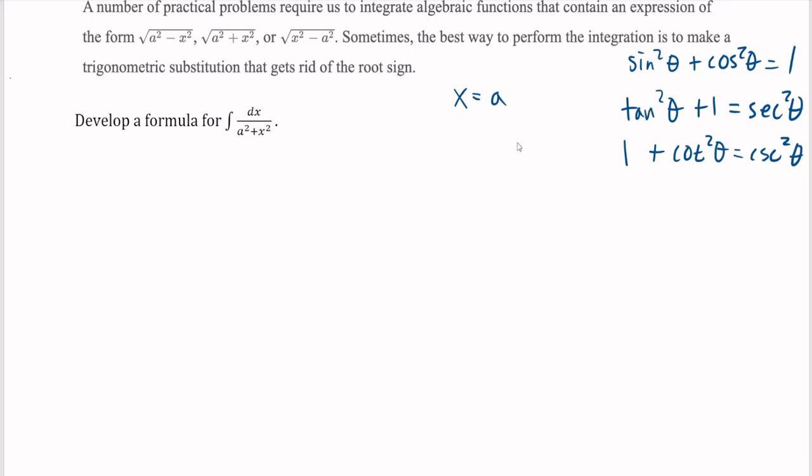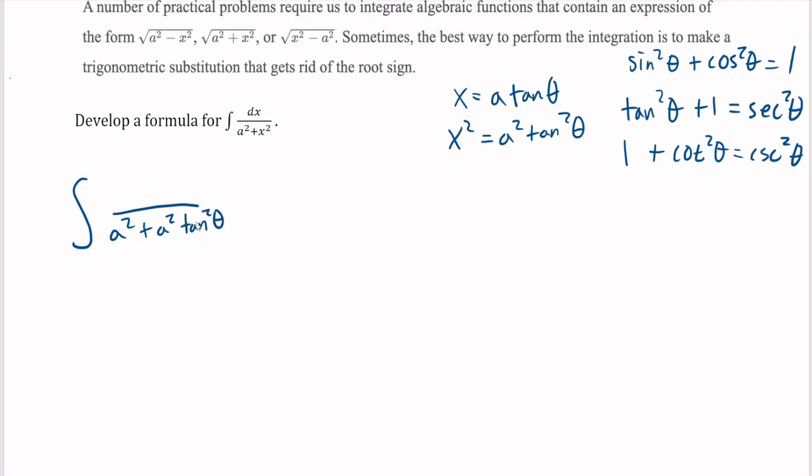So I'm going to write that down. I'm going to do x equals a tan theta here. And so x squared is a squared tan squared theta. Okay, so just try. Give it a shot. Just focus on the bottom here. What happens if I did the substitution with the bottom? Well, I'd end up getting a squared plus a squared tan squared theta.